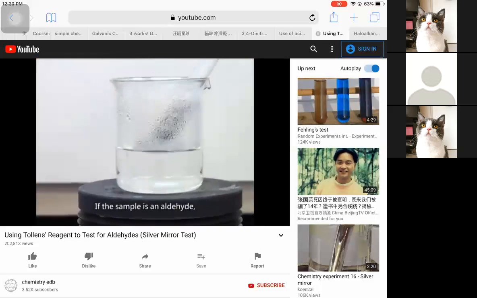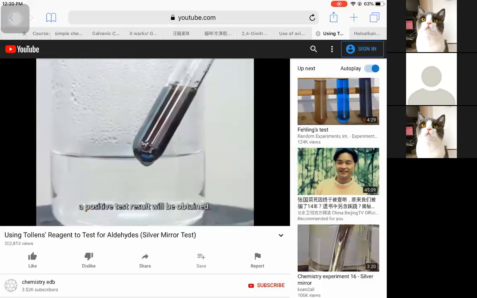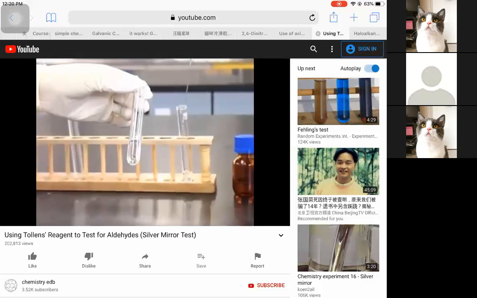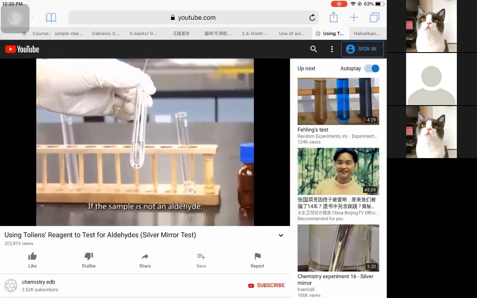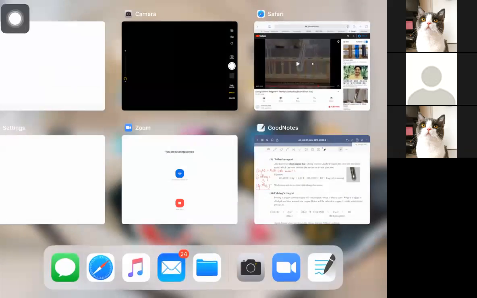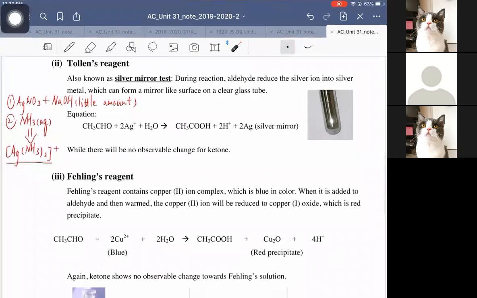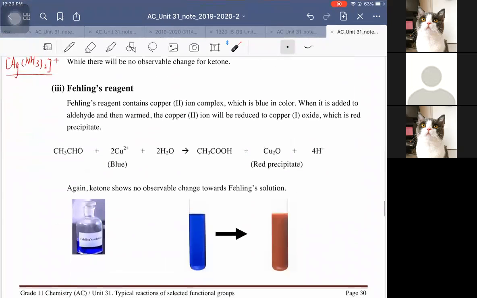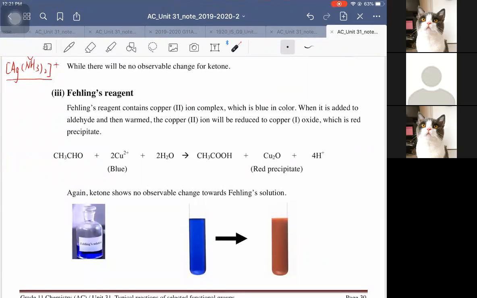Right, so after some time, you will get a perfect silver mirror in the test tube. So that proves the sample is aldehyde, not ketone. Okay, so that's for the Tollens reagent. All right, so you need to remember aldehyde will be oxidized to carboxylic acid, and the active substance, silver ion, will change to silver. Okay, and then the next one is Fehling's reagent.